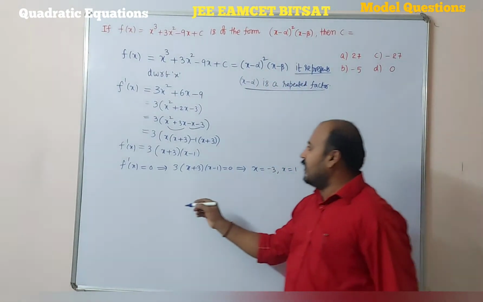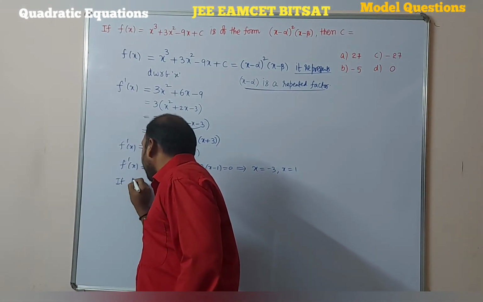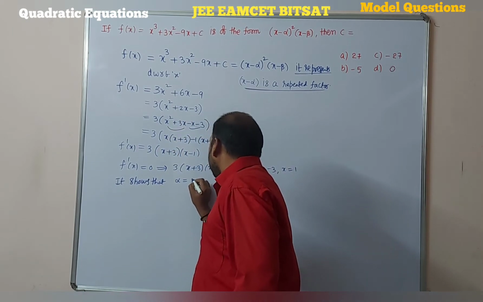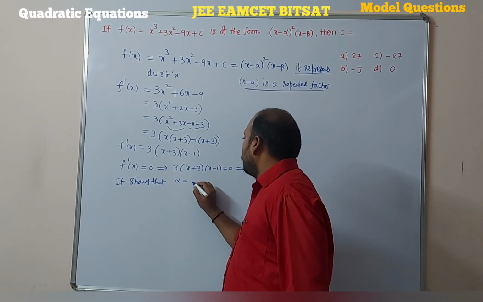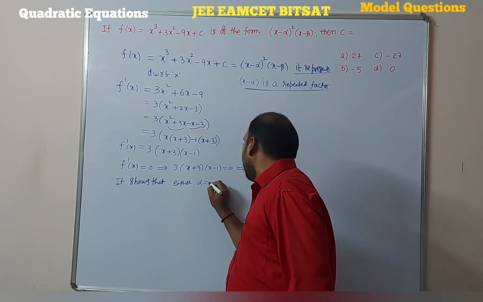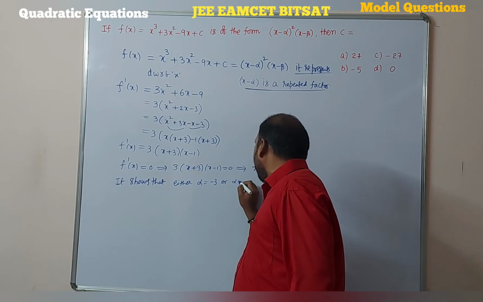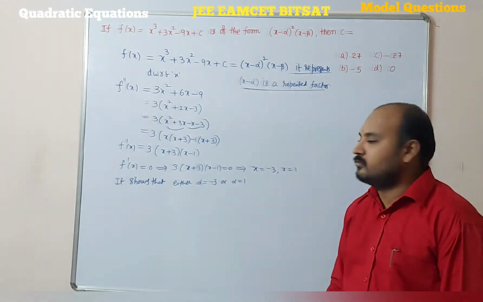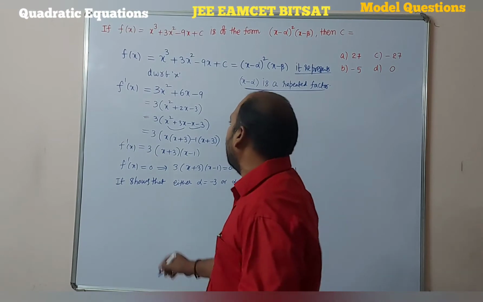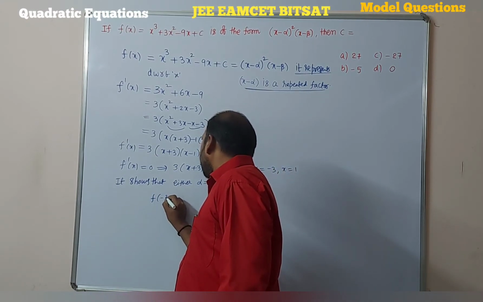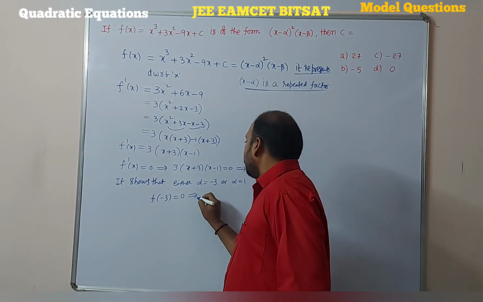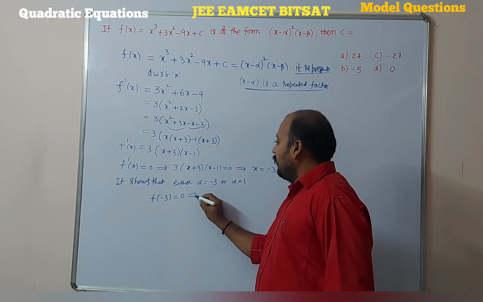So that alpha shows that alpha equal to either minus 3 or alpha equal to 1. So first, alpha is equal to minus 3. Substitute in the function, the c value will come in this. So f of minus 3 is equal to 0. That implies alpha is equal to minus 3.